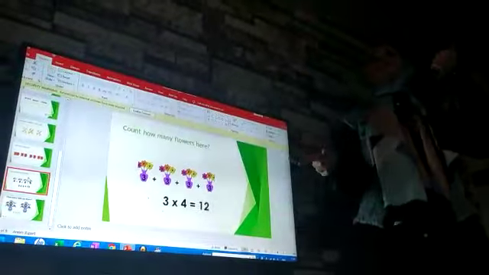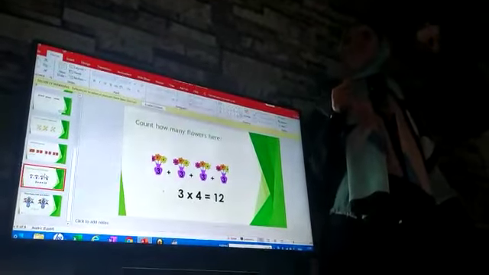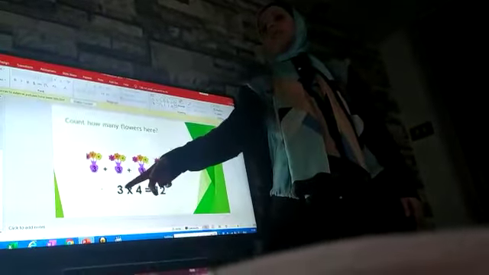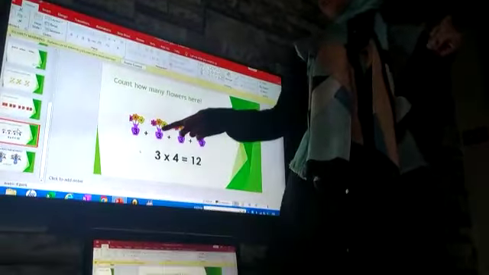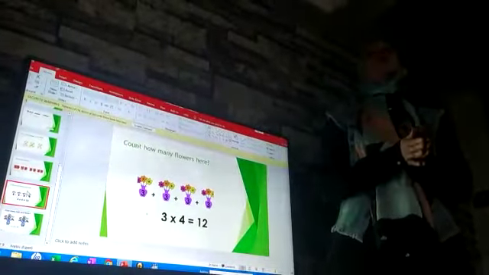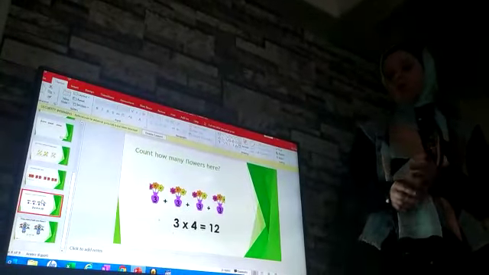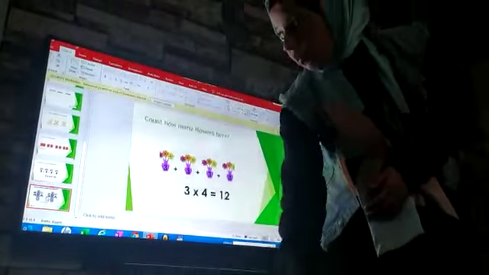I ask myself, what is repeated and how many times? What is repeated here? Number 3. So I will write 3. How many times is number 3 repeated? 1, 2, 3, 4. So I will write 4. 3 times 4.